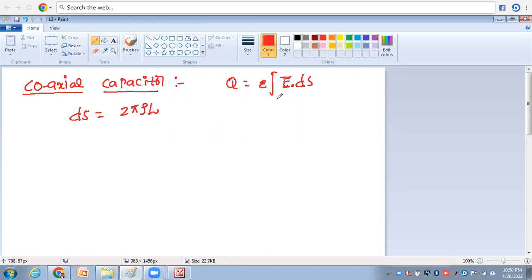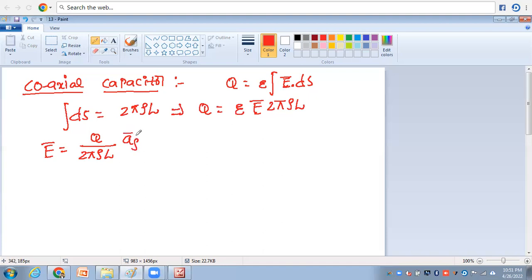So substitute this ds, 2 pi rho l, in the expression. Now Q equal to epsilon integral E bar ds; we can write E bar as it is, no change. Now the integral of ds equals 2 pi rho l. Finally E bar equal to Q by 2 pi epsilon rho l, with a rho bar as the direction.